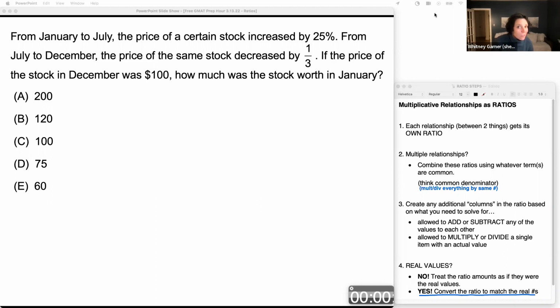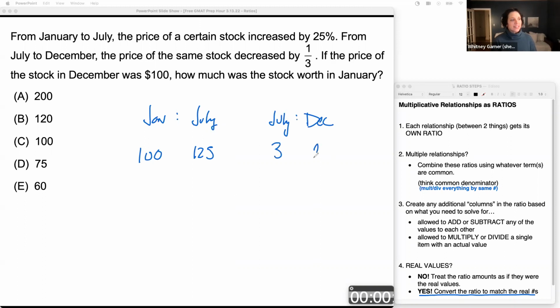I can pick whatever numbers I want. I'm going to start with January to July, where the stock increased by 25%. So 100 is nice, to 125. I'm then going to go from July to December, a separate relationship, and I need a price that can go down by 1/3. What can I reduce by 1/3? Well, I'll take 3. If I reduce 3 by 1/3, that takes me down to 2. Nobody said I had to be complicated, right? I can do this as simply as I want.